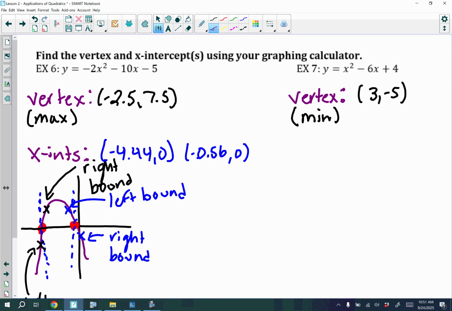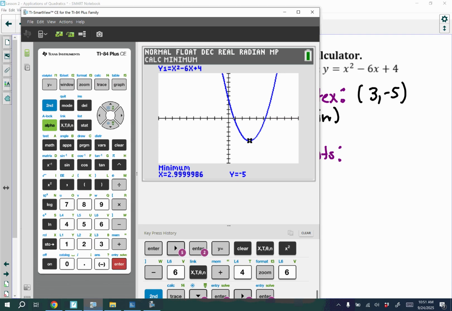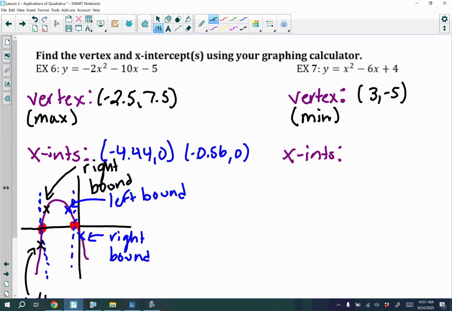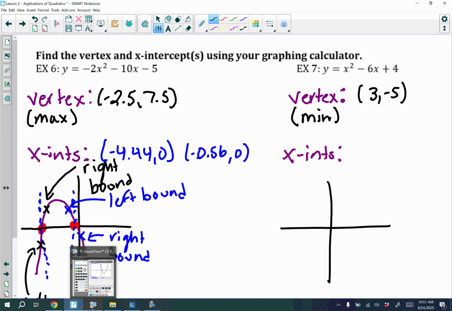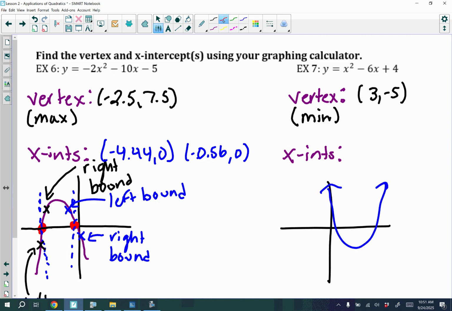Okay, now we're going to go ahead and talk about the x-intercepts. Now, notice once again there's 2 x-intercepts, so we're going to have to do this twice. I'm going to go ahead and sketch the graph of this really quick to help us find the left and right bound. And so here's our 2 x-intercepts. So I'm going to go ahead and find this leftmost x-intercept.